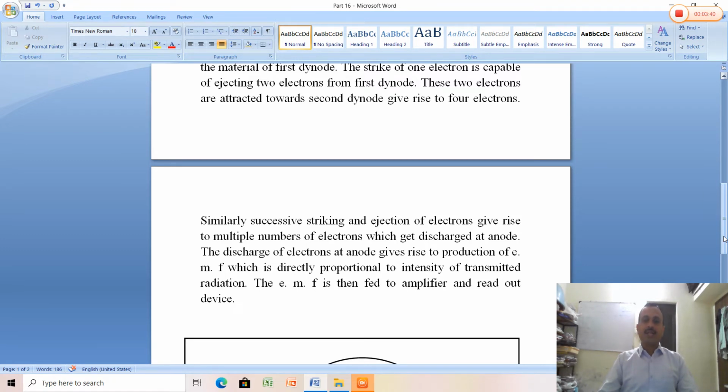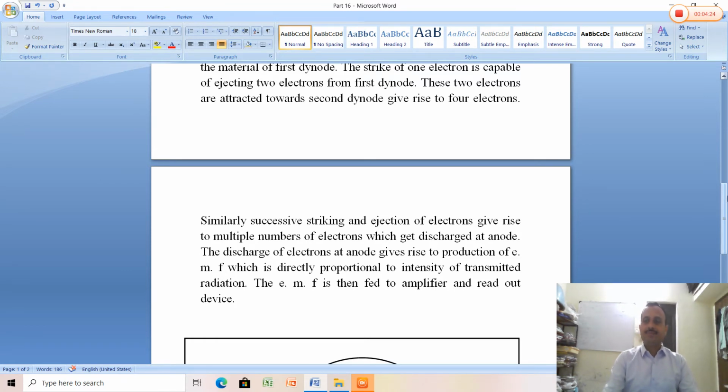The discharge of electrons at the anode gives rise to production of electromotive force. All these electrons are collected at the anode where discharge of electrons takes place. This discharge gives rise to electromotive force, and that electromotive force is directly proportional to the intensity of transmitted radiation. The EMF is then fed to the amplifier and a readout device. Means what? With the help of the amplifier and readout device, we control the EMF. We take the reading in terms of percentage transmittance and or absorbance.